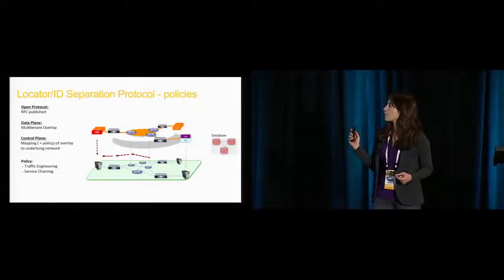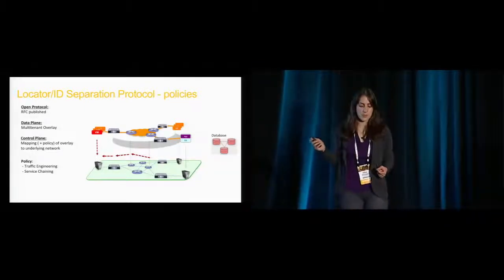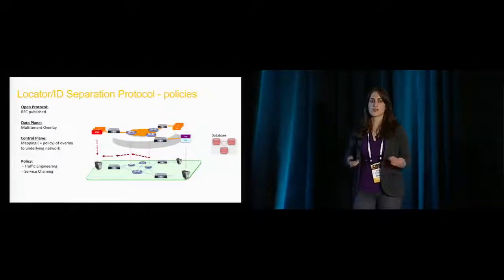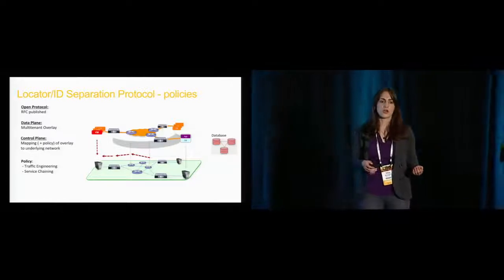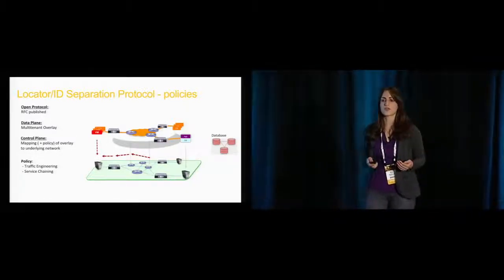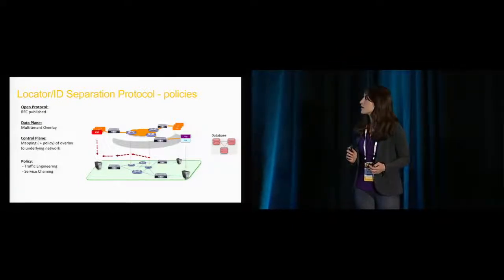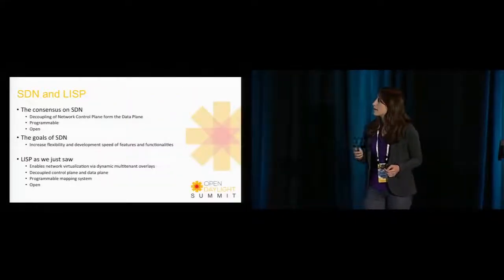And one other thing is that when Lisp gets the mappings from the database, if it doesn't have them already, the first time it will do a lookup, but it will cache it locally. So for the rest of the packets in that flow, the mapping is already cached locally, and there won't be a lookup. So that's another policy that we can do with Lisp. So now going back to SDN.